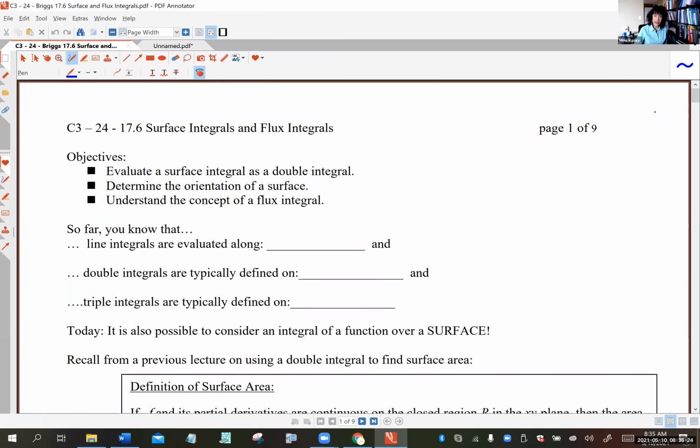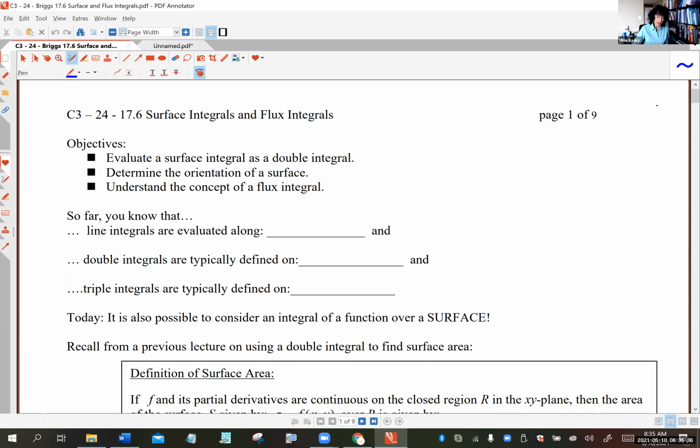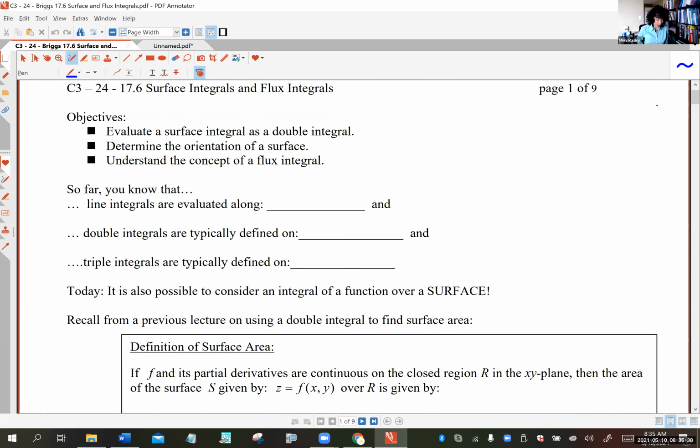Surface integrals and flux integrals. It turns out, good news, you already know how to do a surface integral because I taught you how already. And a flux integral is a special case of a surface integral. So let's do a quickie review and then we'll get to the new stuff.